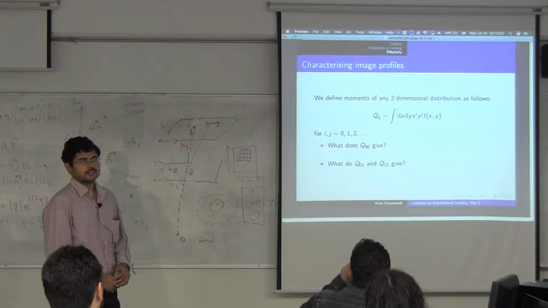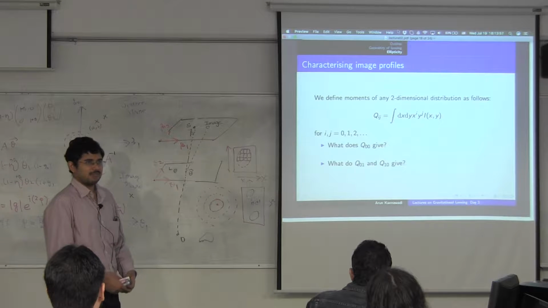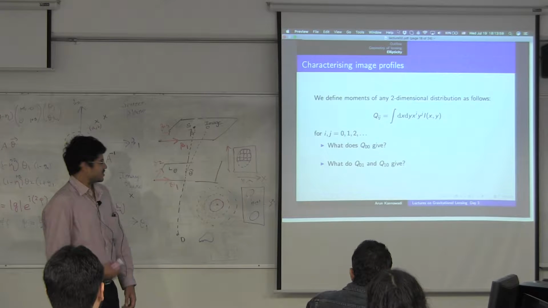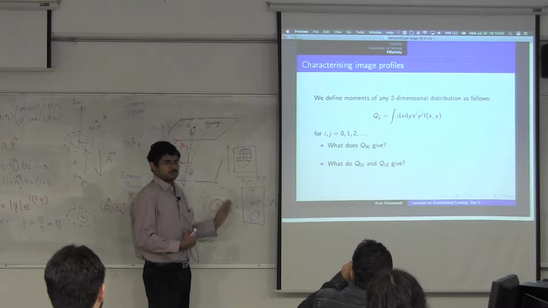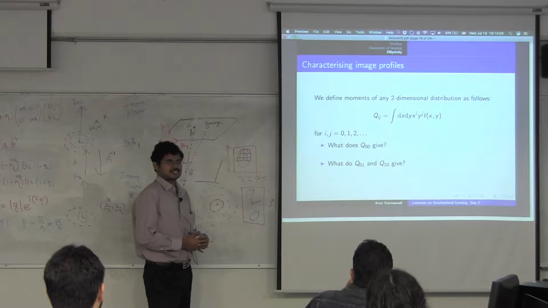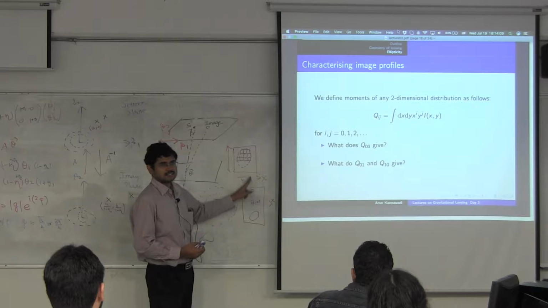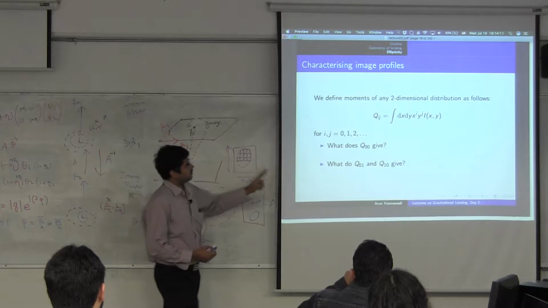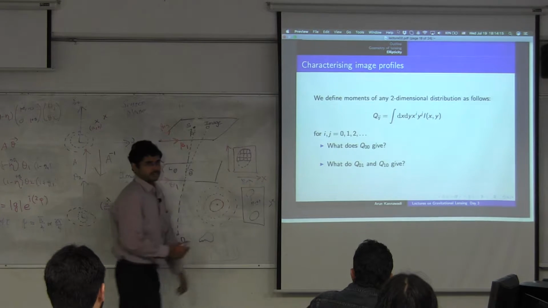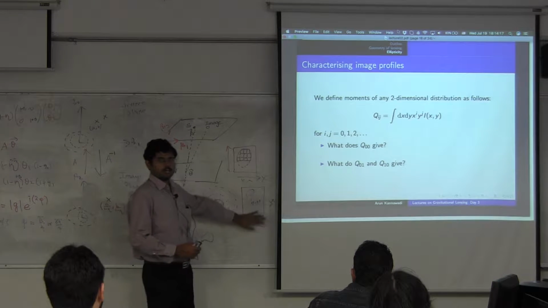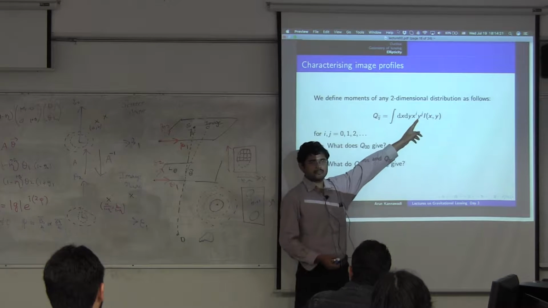Sure, they're weighted differently, but what does that mean? If you have to tell me exactly what this corresponds to in this image: if I move this away from the y-axis, far away, will Q10 change? If I just move the image along the y-axis, Q10 will not change because the y does not appear.